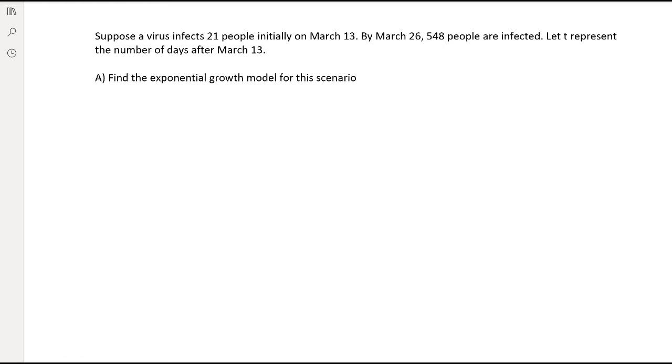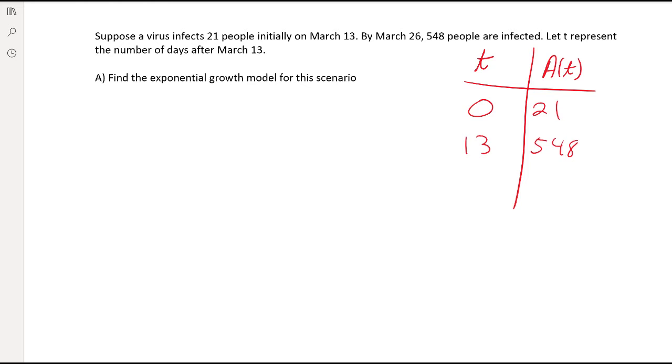Okay, so what may be helpful here is to consider, believe it or not, that we really have two ordered pairs with this scenario. We have t, which represents the number of days after March 13th, and then we have the amount of people that are sick after t days. Well, initially, so that means time is 0, there were 21 people that were sick. From March 13th to March 26th, that's 13 days, and then we now have 548 people sick. So based off these two ordered pairs, we can construct an exponential growth model.